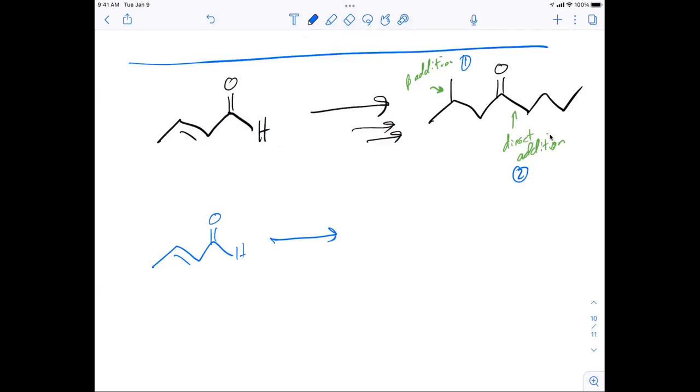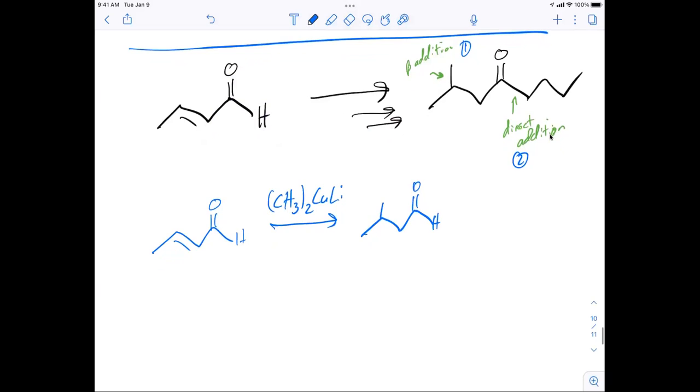So to add a beta, what we want to do is add our Gilman, which is our copper reagent. That's going to do a beta addition. We lose the alpha beta unsaturation, but we still have the carbonyl. To do the direct addition, now we're going to use a Grignard. Okay, so get 4 carbons.